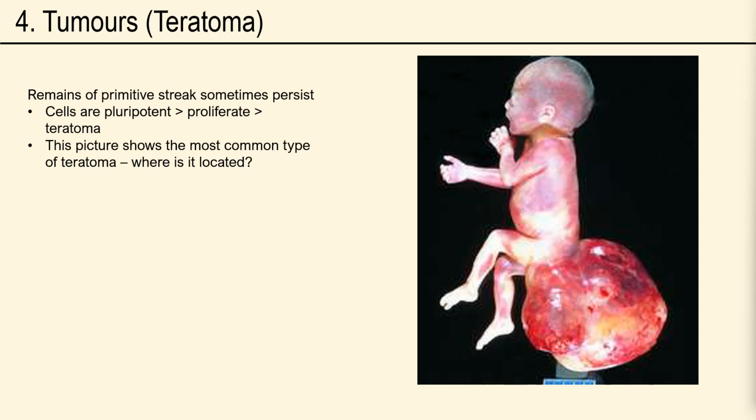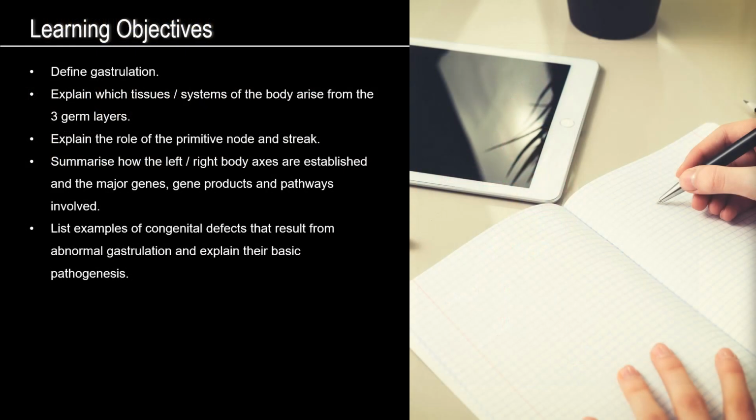And that brings us to the end of this video. You should now be able to define gastrulation, explain which tissues and systems of the body arise from the three germ layers, explain the role of the primitive node and streak, summarise how the left and right body axis are established and the major genes and gene products and pathways involved, and list examples of congenital defects that result from abnormal gastrulation and explain their basic pathogenesis.